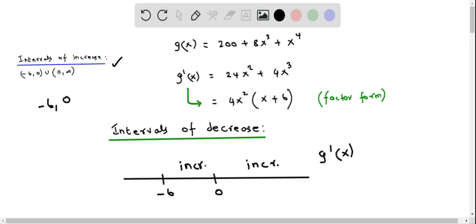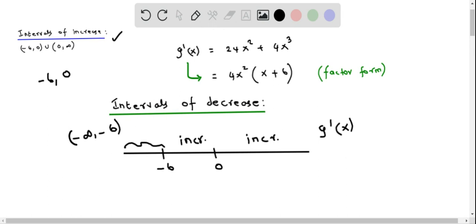So we have only one interval left. We have to check if in this interval, from negative infinity to negative 6, the function is decreasing. We can do so by plugging some random values into the first derivative in this interval. So let's consider a random value, let's say x equals negative 10. We plug this into the g prime of x equation.